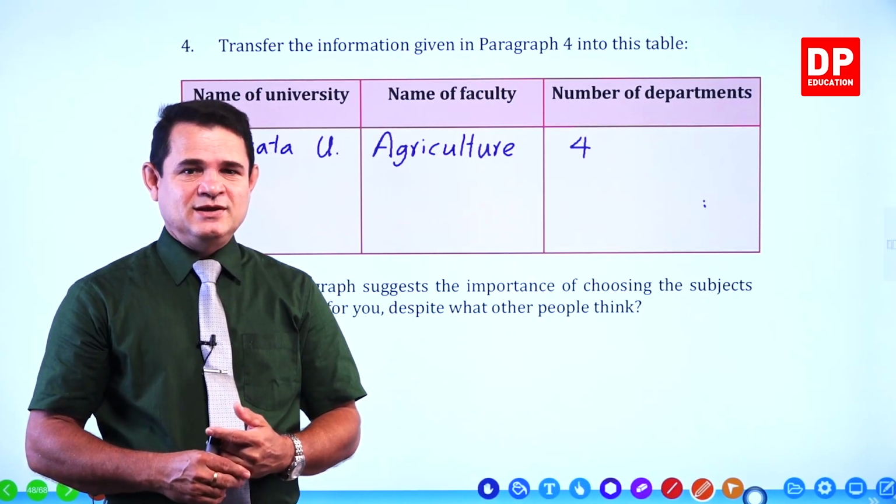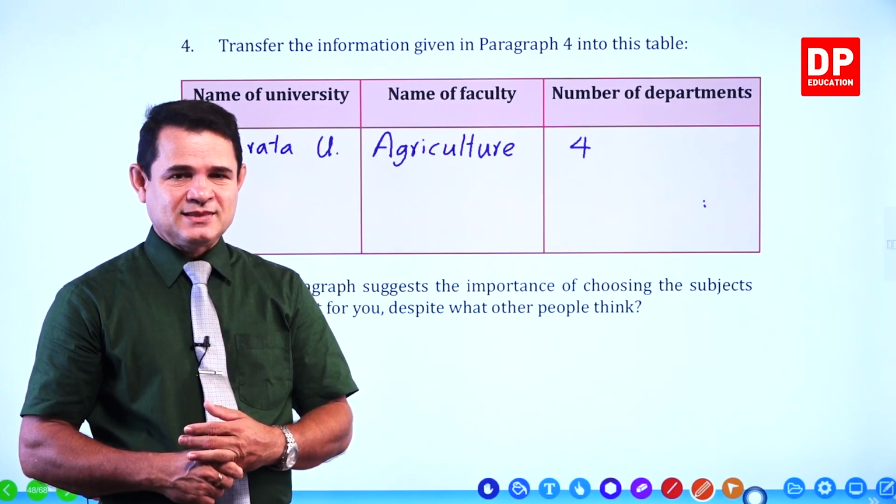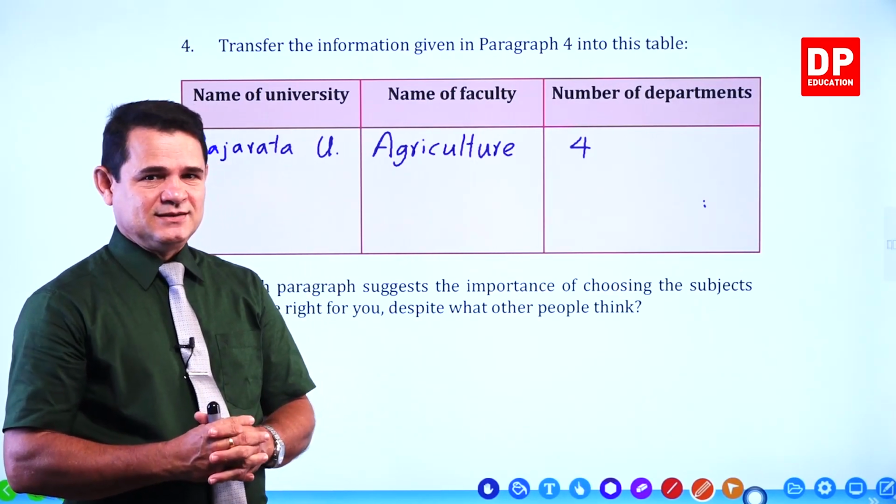So therefore in selecting subjects there are things to be considered.